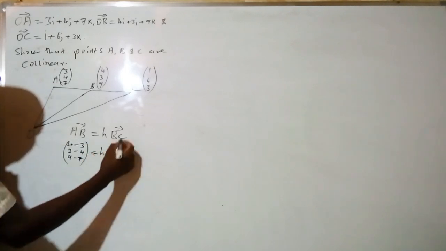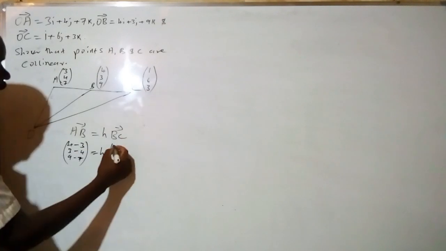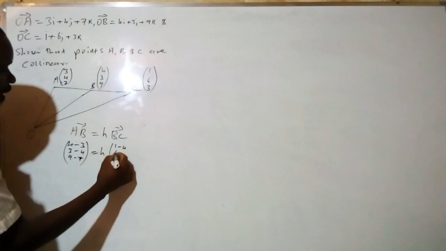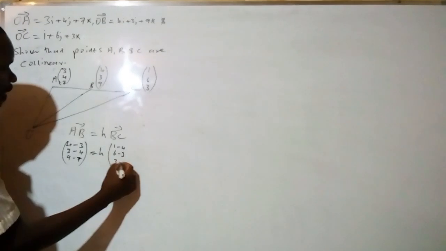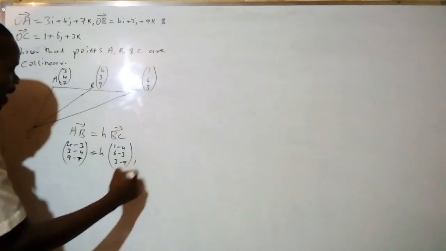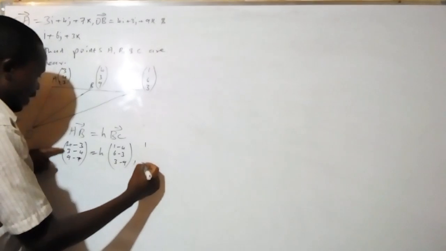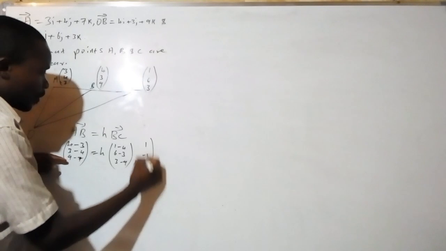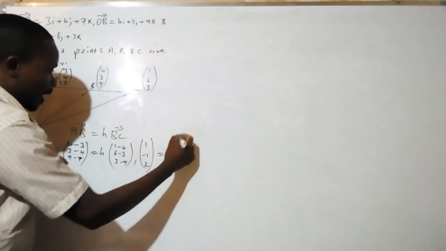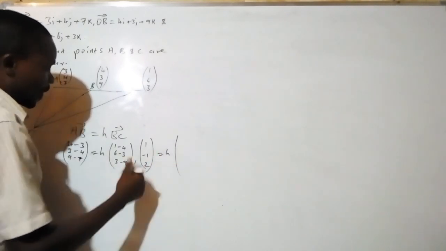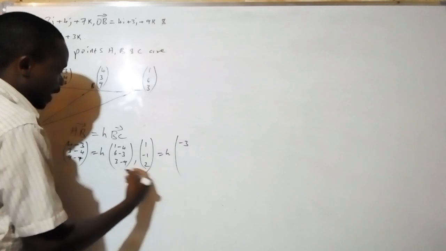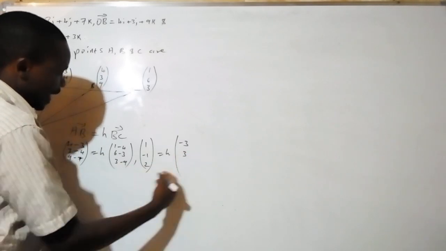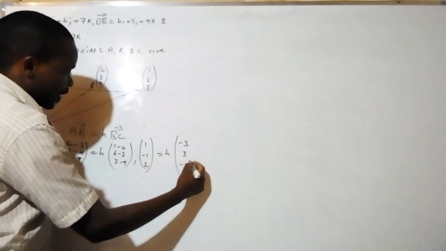For BC: 1 minus 4, 6 minus 3, 3 minus 9. So (4 minus 3, 3 minus 4, 9 minus 7), which is (1, negative 1, 2), is equal to h times (1 minus 4, 6 minus 3, 3 minus 9), which is (negative 3, 3, negative 6). Now h will be what?